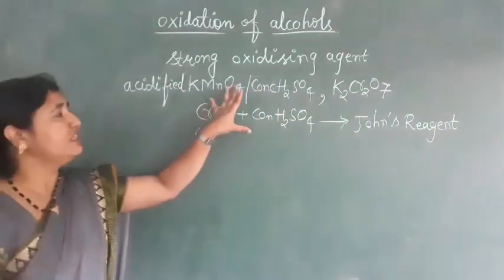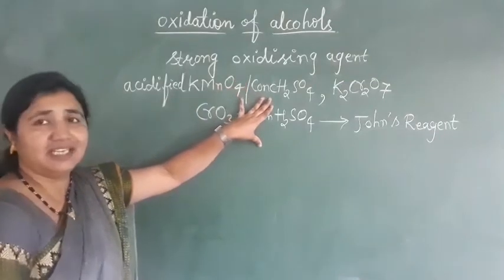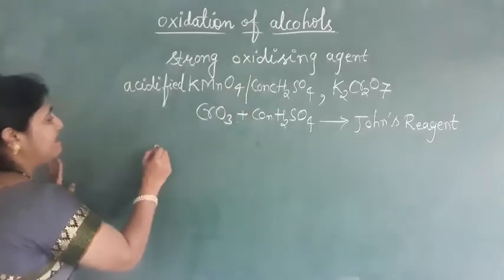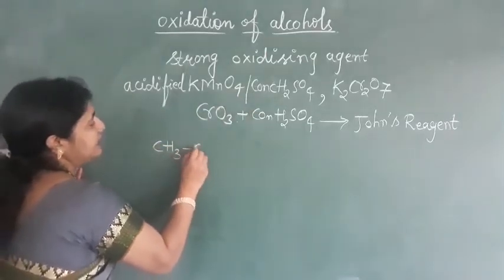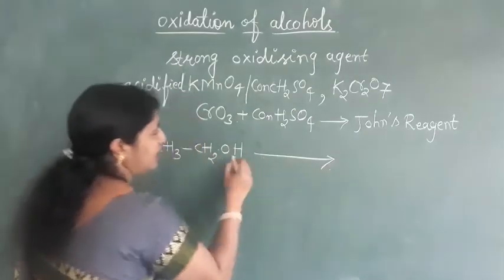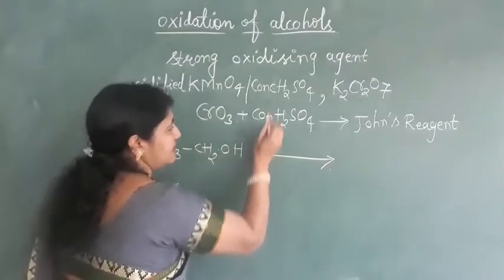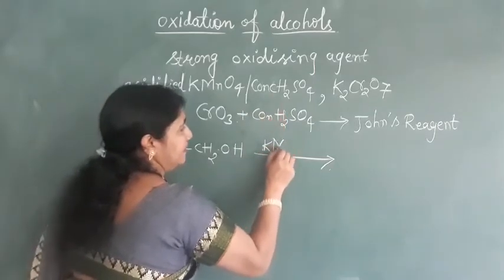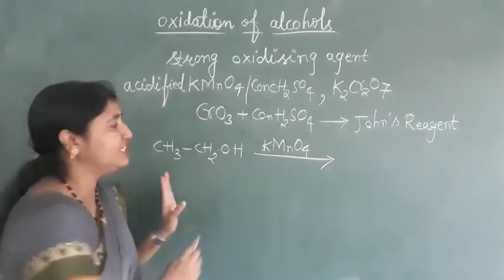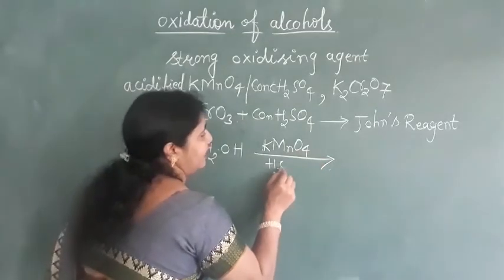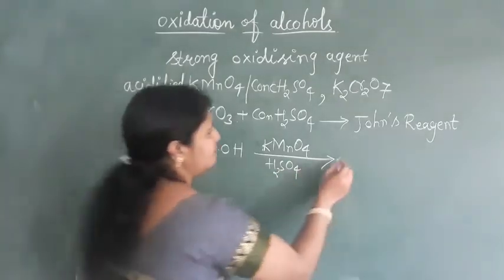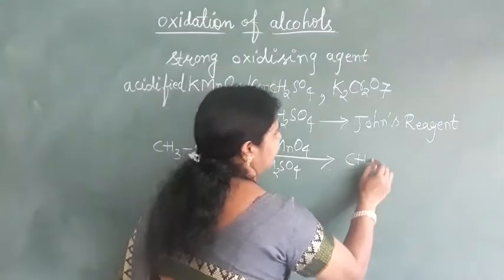In the presence of this acidified strong oxidizing agent, the primary alcohol CH3CH2OH, this is a primary alcohol, with KMnO4, which is a strong oxidizing agent, acidified with H2SO4, gives aldehyde, CH3CHO.